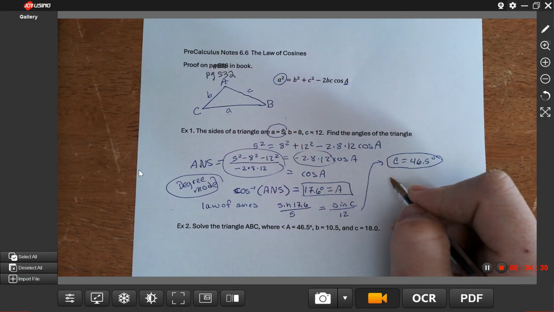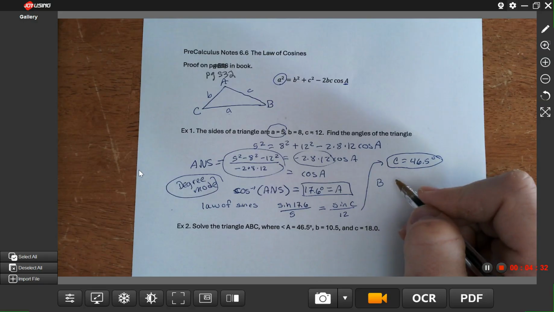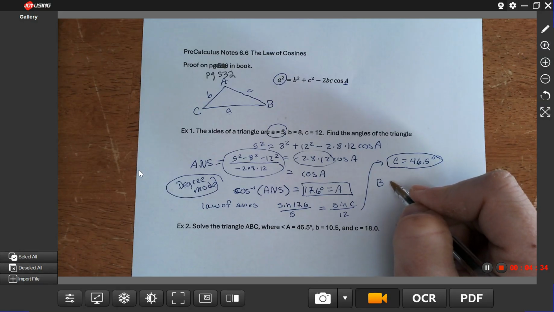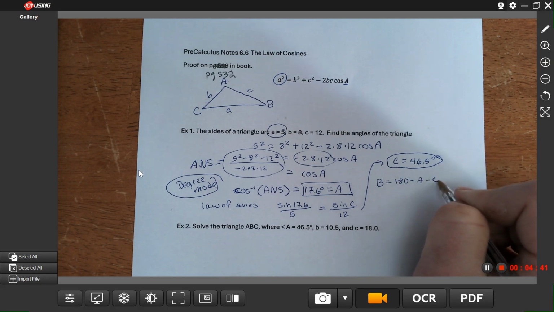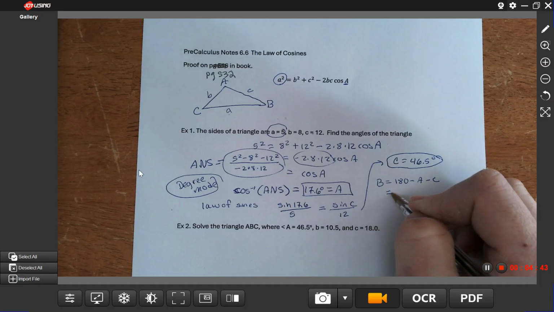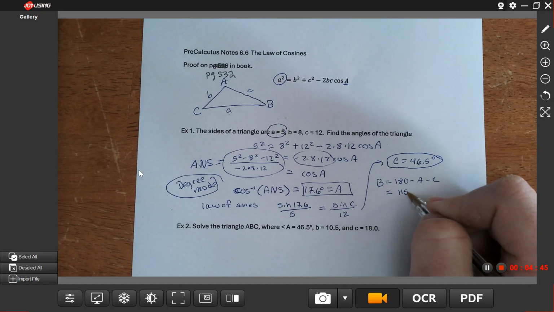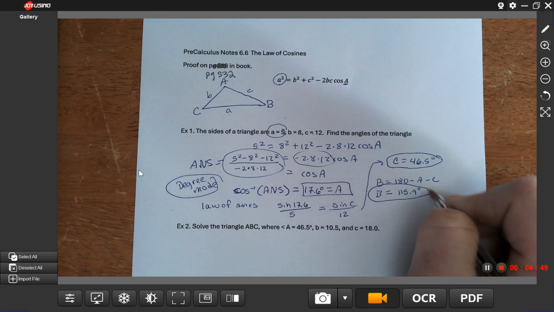And then we're missing angle B, and you could use law of cosines or law of sines, which is easier, or just subtract from 180. So it would be 180 minus A minus C, which we know, and that works out to be 115.9 degrees, and we did it.